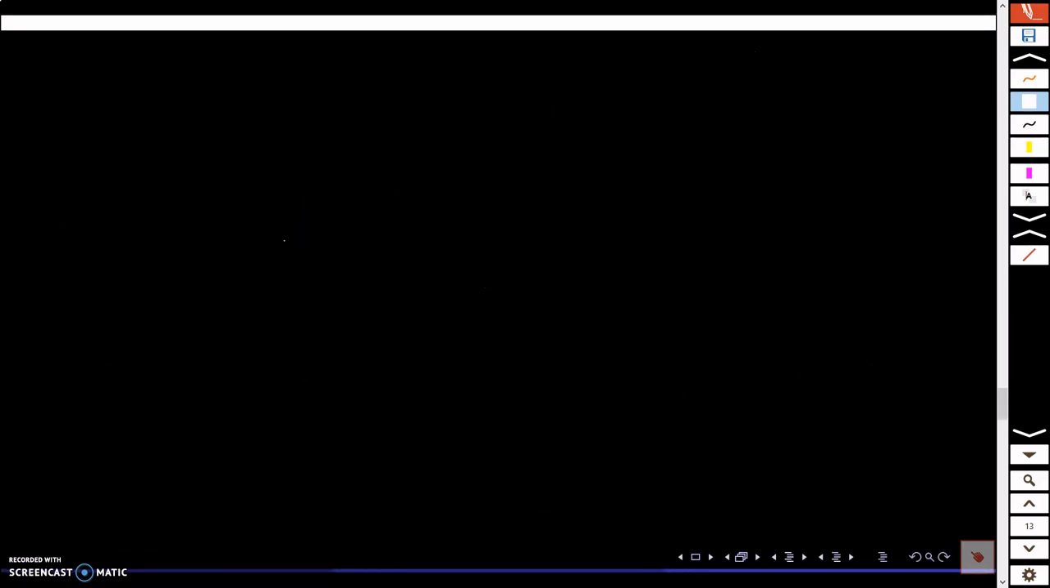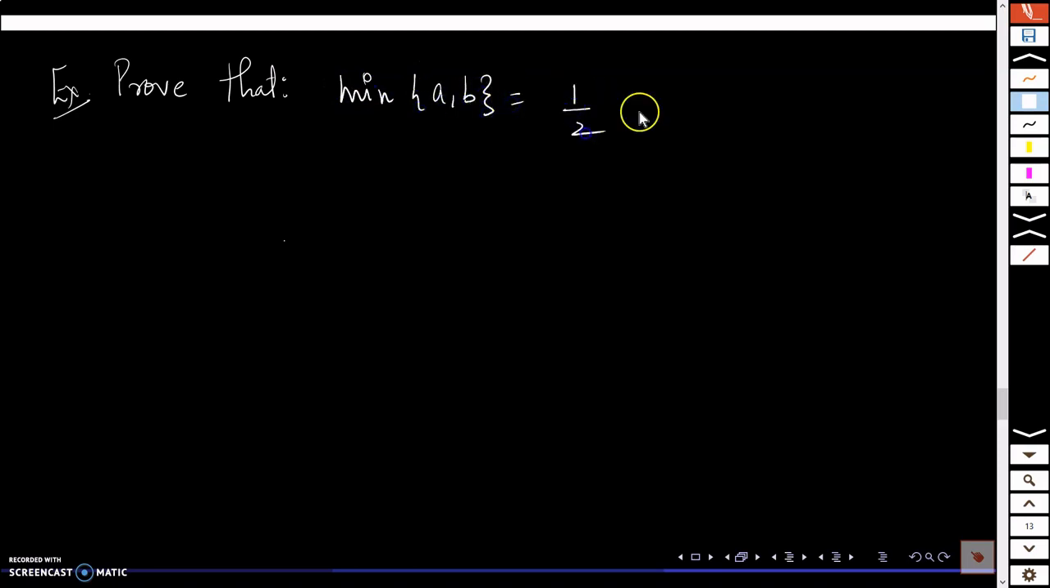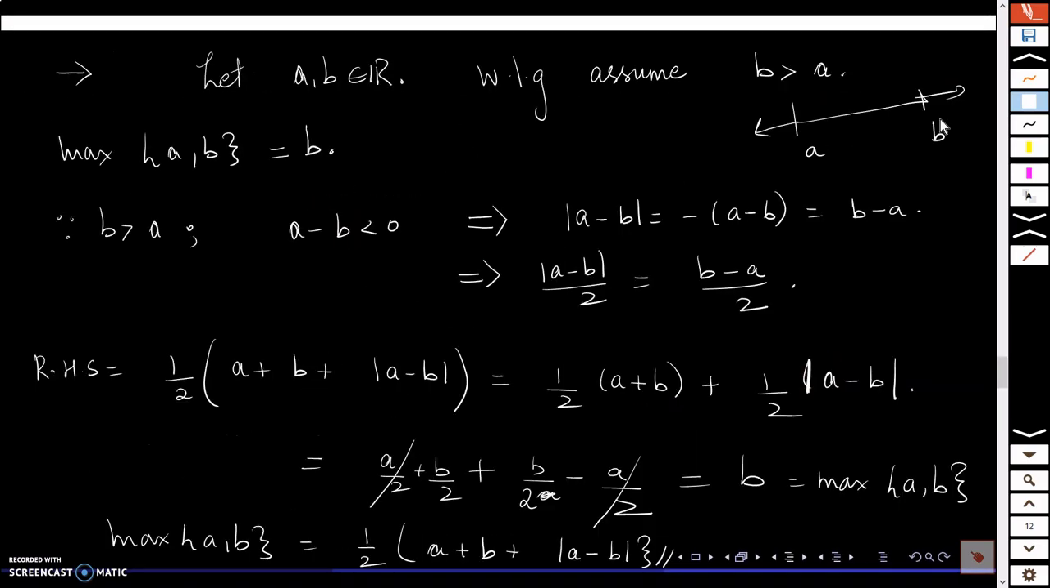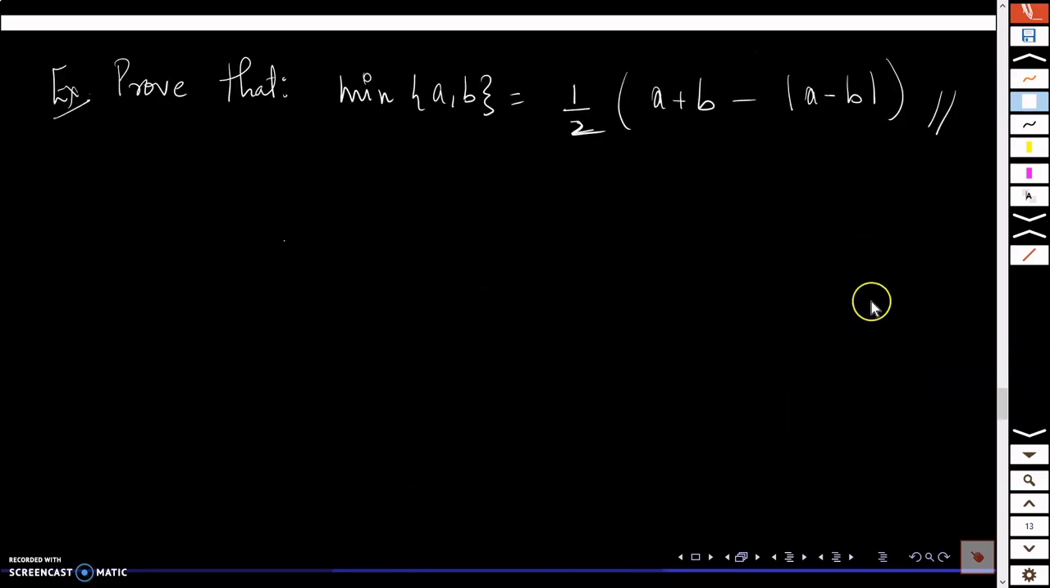Now the homework for y'all is we have a similar expression for minimum also. So what y'all can do is prove that minimum of A and B is nothing but half of A plus B minus absolute value of A minus B. Here I've taken the half common. So this is what you have. So you try to look at it geometrically in this manner and try to prove it rigorously this way. All right. So I will leave this as an exercise.